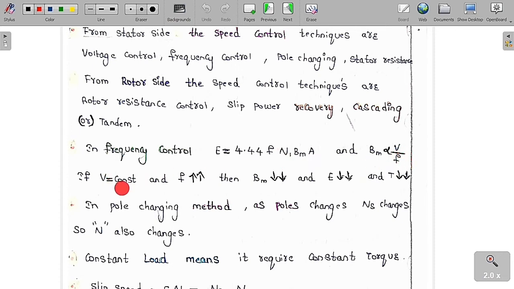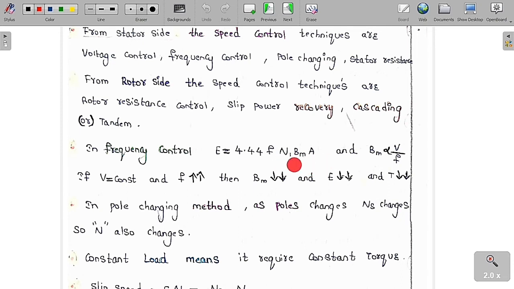Whenever the supply voltage is constant and frequency increases, Bm decreases. As Bm decreases, E decreases. As E decreases, torque decreases. So in frequency control, E is equal to 4.44 N f phi m. Phi m is nothing but Bm into A.